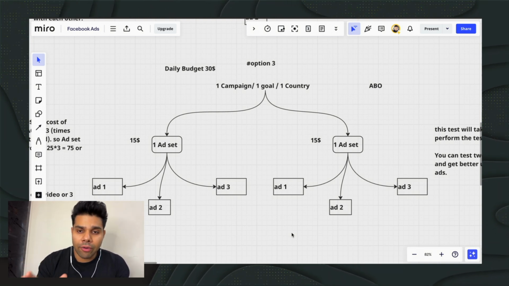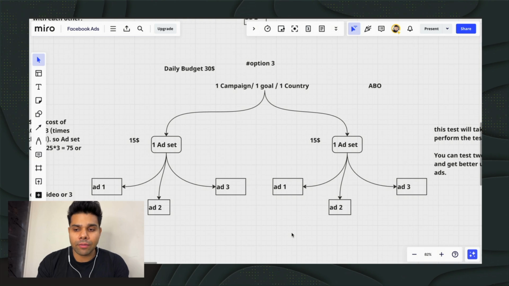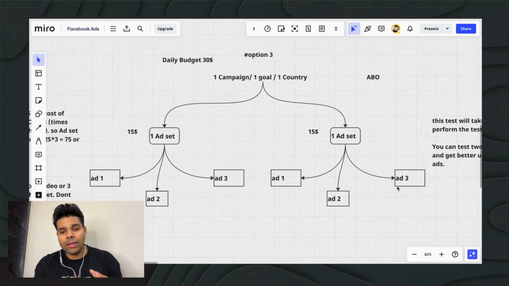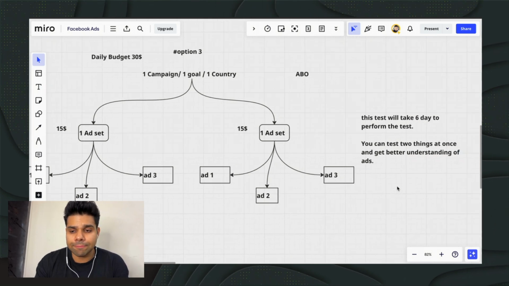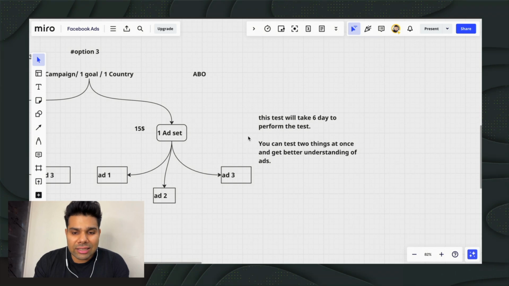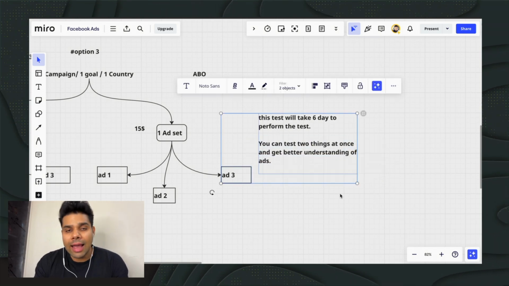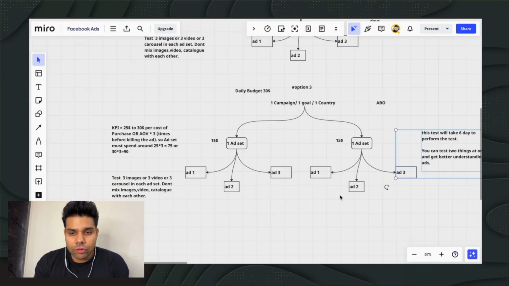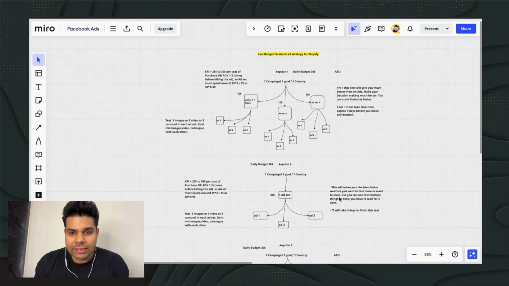You need to set your boundaries, set your KPIs, right? So again, here, images, videos, whatever media files you have, you can use. This test will take 6 days. You can test these two things at once and get a better understanding of ads. So if you see, I've shared these three options with you.